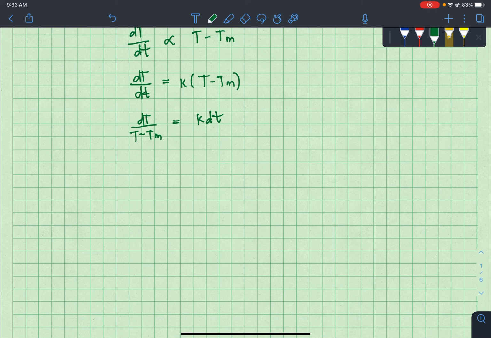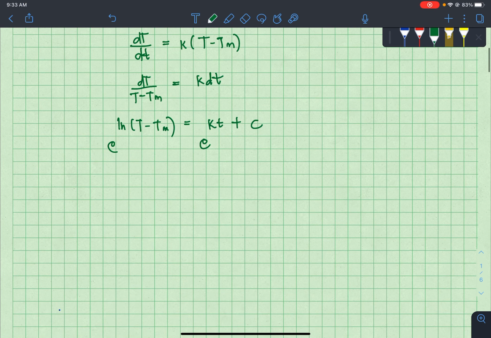We can now solve the differential equation using the separable equation. Since T sub m is constant, this gives ln of T minus T sub m equals Kt plus C. Exponentiating both sides leads to T minus T sub m equals Ce to the Kt, giving us the general formula for Newton's law of cooling.